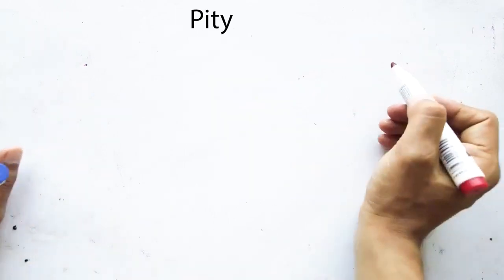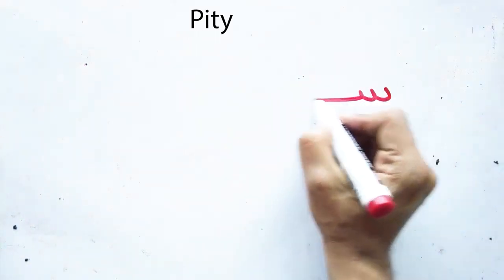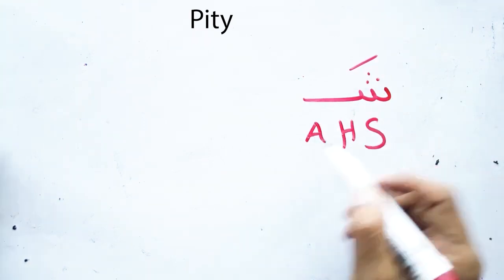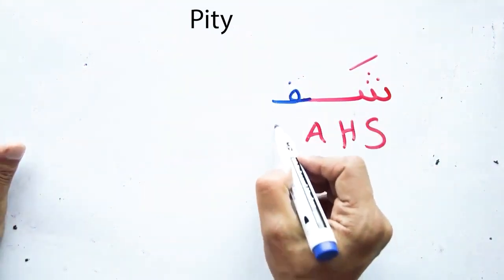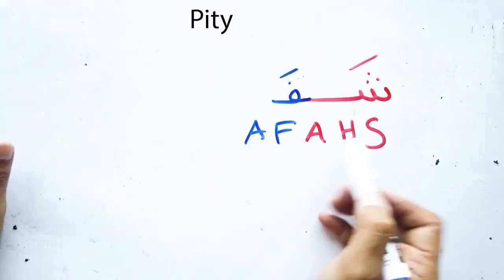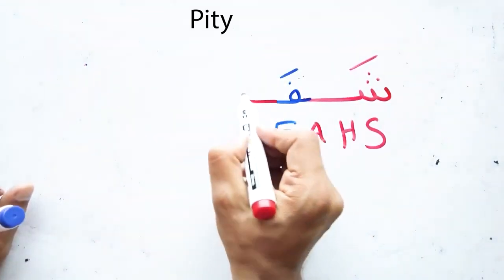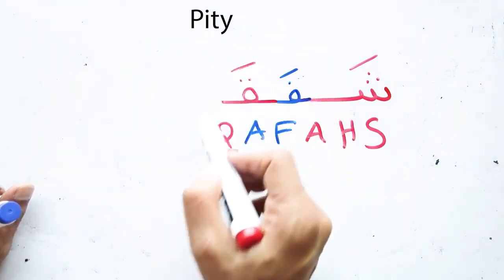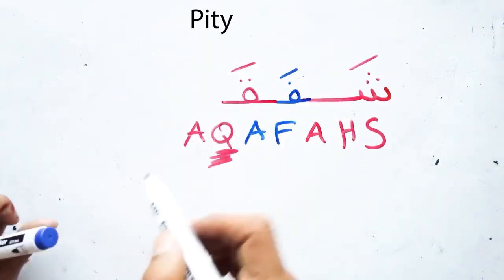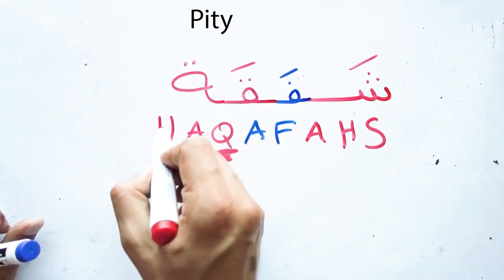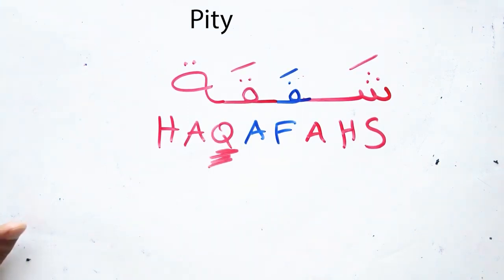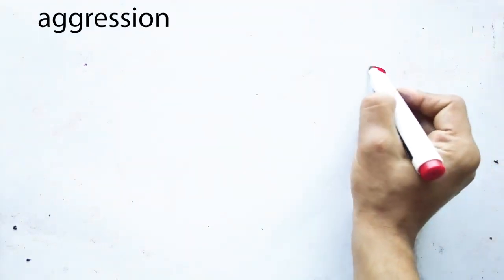شفقة. ش. Strong Q, because it's not ka, with fatha sounds like A. Shafaqa. Ta marbuta sounds like H in the end. Shafaqa.